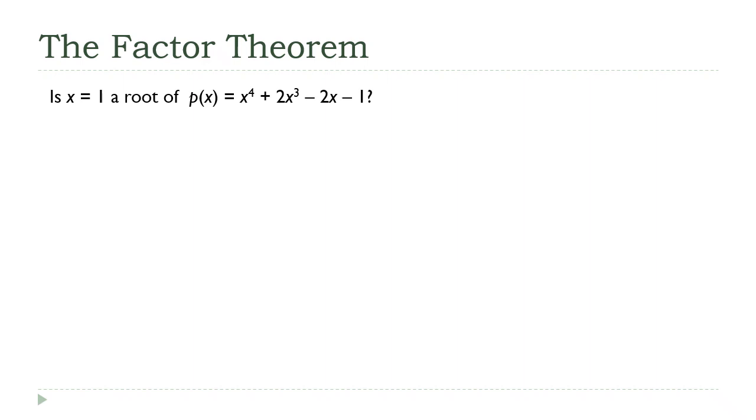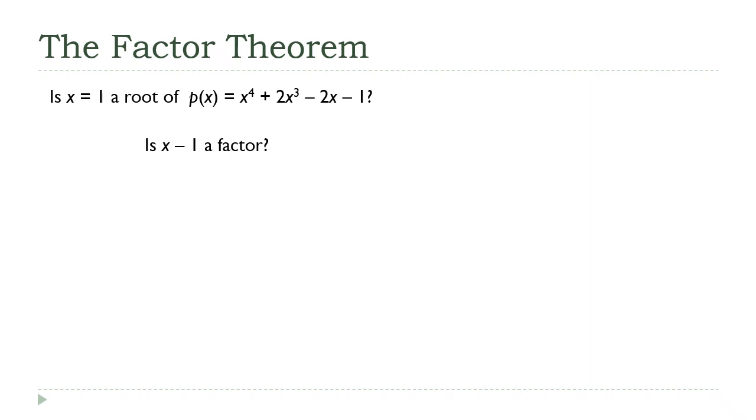So I've got this question here. Is x equals 1 a root of this polynomial? Well, the factor theorem doesn't talk about roots, it talks about factors. So the key step to making it work with a question like this is to realize that the question, is x equals 1 a root, is equivalent to asking, is x minus 1 a factor? Because if I set that x equals 1 equal to 0, it becomes x minus 1 equals 0. So that's where the x minus 1 comes from.